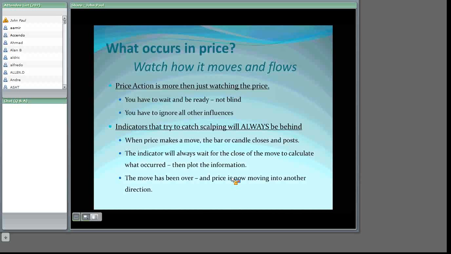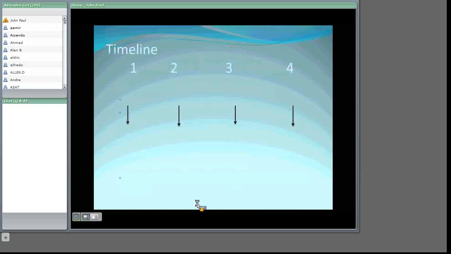The price has already made its move, and it's now making a new move, while the indicator is now plotting what has already happened. All right? I'm going to really demonstrate this to you over the next week or two with the upcoming webinars, because this is extremely important to understand. And it took me a little bit of time to realize this.